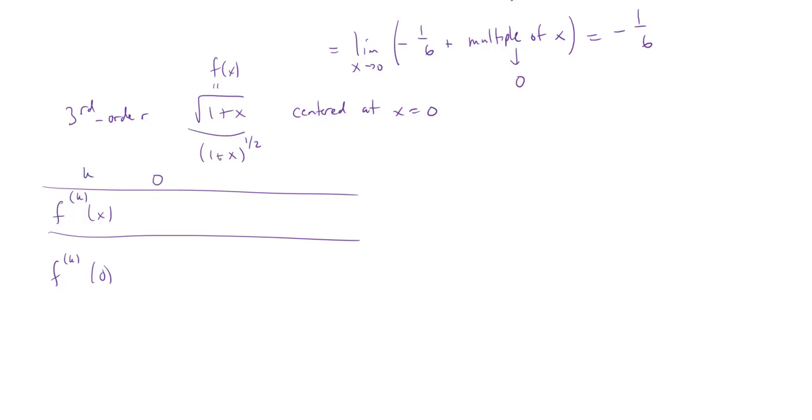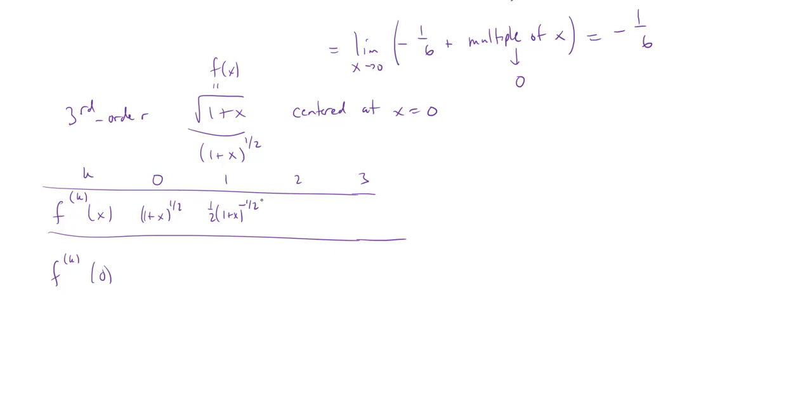So I'm going to start with 0, 1, 2, and then I stop at 3. Why do I stop at 3? Because it's the third order Taylor polynomial. So the first term, the 0th derivative, means I just take the function itself. So this is 1 plus x to the 1/2 power. Okay, now I take a first derivative. So I get 1/2, 1 plus x to the negative 1/2 power.